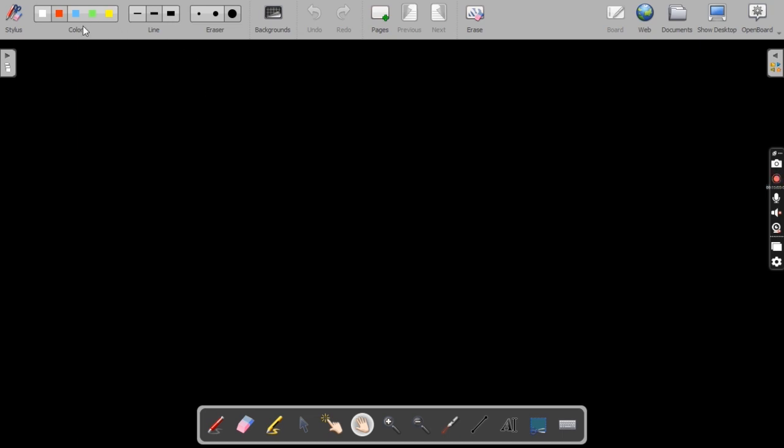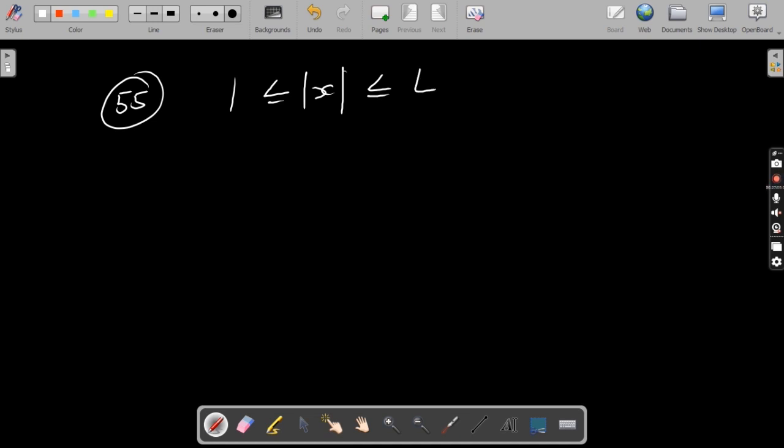I'll be covering question 55 from exercises in James Stewart calculus. So this is our question. Now we are asked to find the solution to this, and this is quite simple.